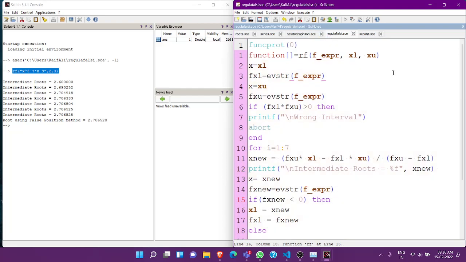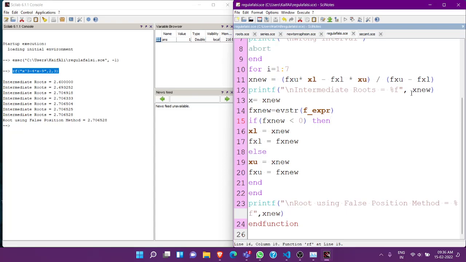Come down. I want to see the for loop. FXU. x is equal to x new, fx new less than 0. See, I always prefer you to write in a structured manner, please. Everything you don't start in the first column.